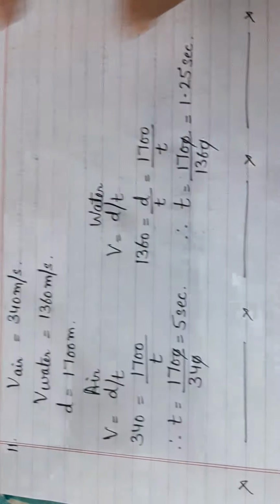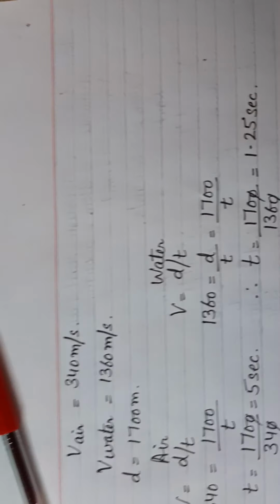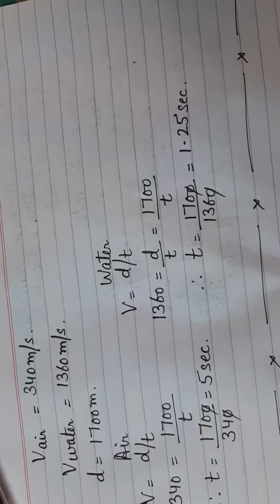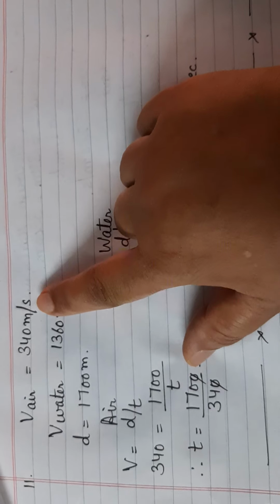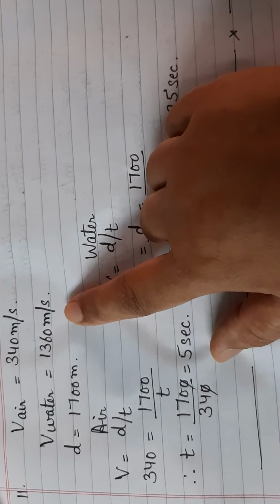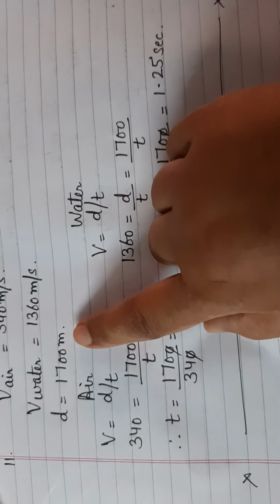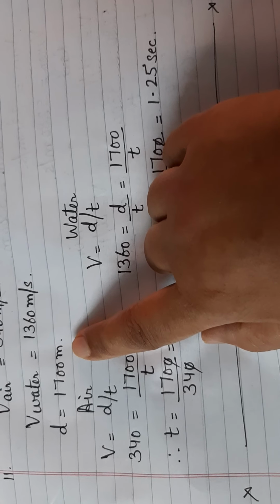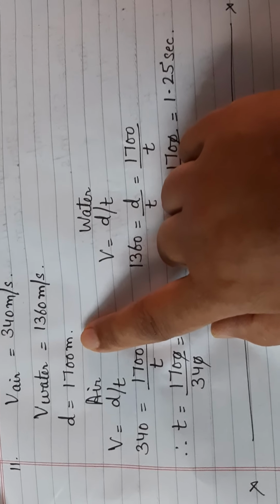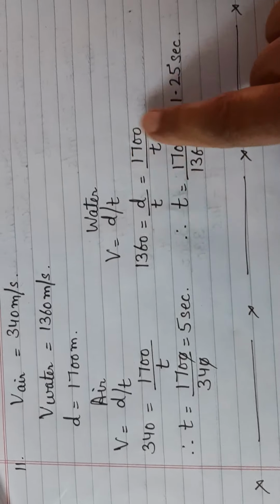Now we go to the last numerical problem of the exercise, numerical number 11. In this question also, assuming the speed of sound in air is 340, the speed of sound in air is 340 as given. The speed of sound in water is given to be 1360 meters per second. The distance is the same in both cases, that is 1700 meters. You are supposed to find the time in both cases.